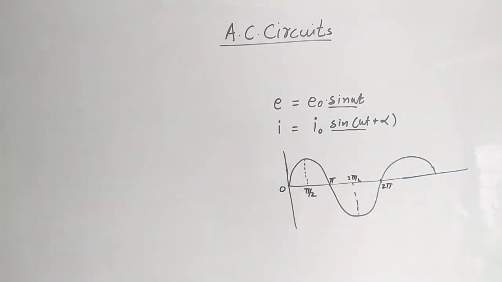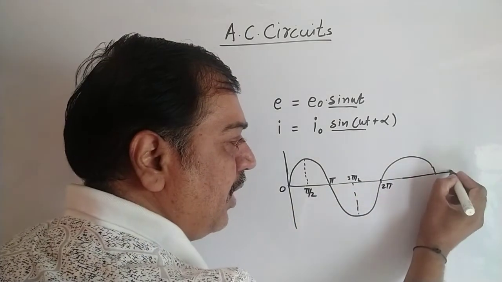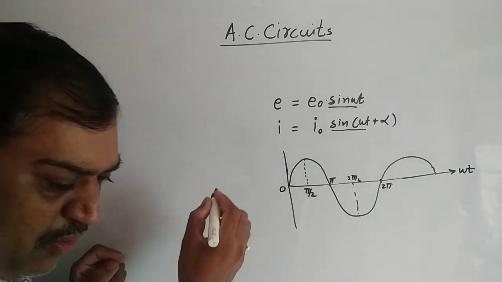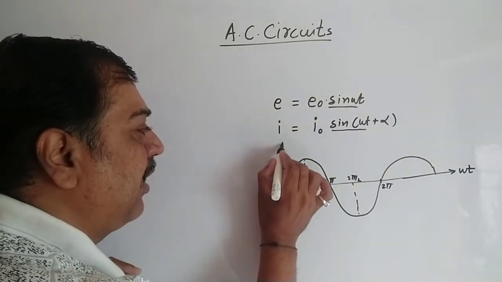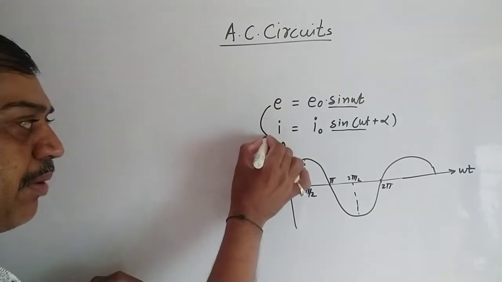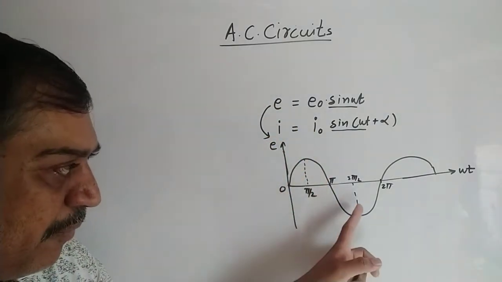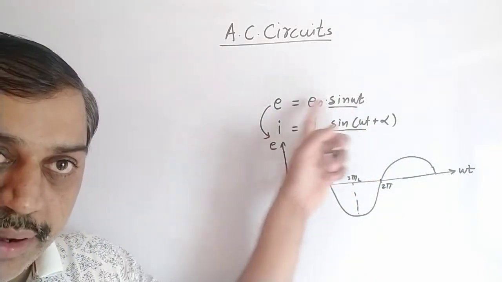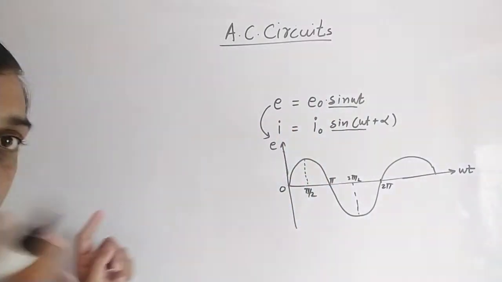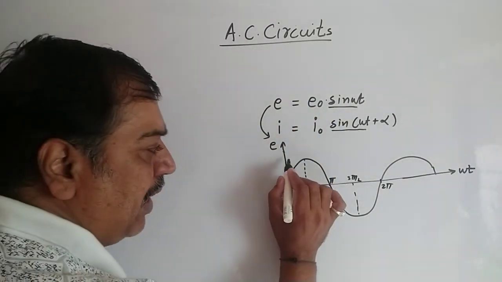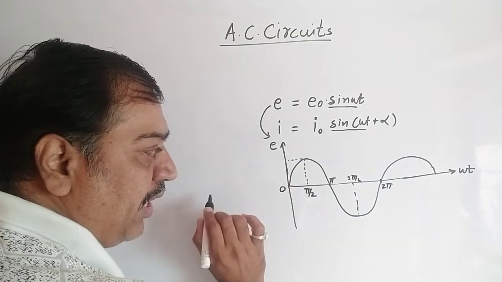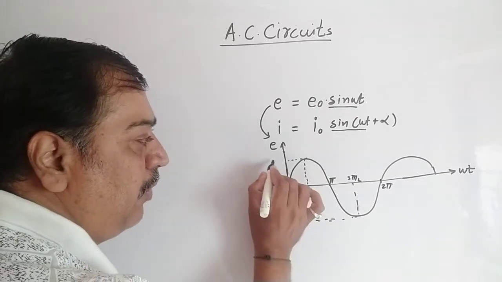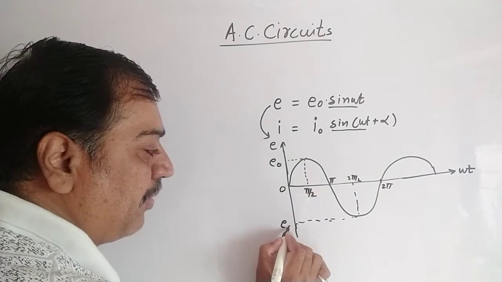In this fashion the wave is varying, and this axis represents the change in time with omega t. Along the y-axis, suppose EMF E is taken. So this is a sine wave. The EMF is changing with omega t, so E depends on sine omega t. Now what is this E0? The maximum value or peak value of EMF, either in the positive direction or the negative direction. So this peak value, the maximum value, is said to be the peak value, and that was represented by E0.